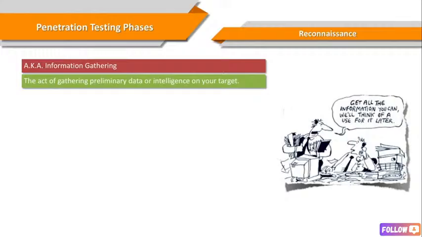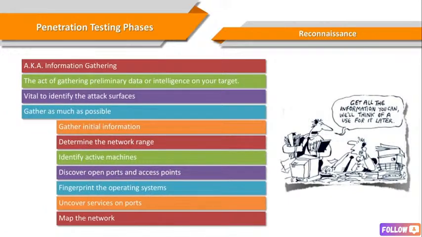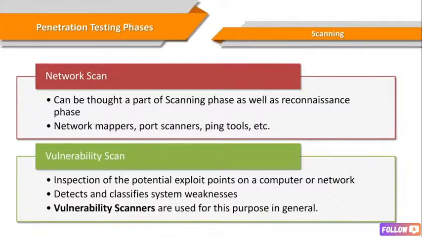Reconnaissance. As you already know, it's the act of gathering preliminary data or intelligence on your target. The data is gathered in order to better plan for your attack. The success of the pen test depends on the accuracy of your reconnaissance. A pen tester works on gathering as much intelligence on the client organization and the potential targets for exploit as possible. We can classify the scanning activities into 2 main parts.